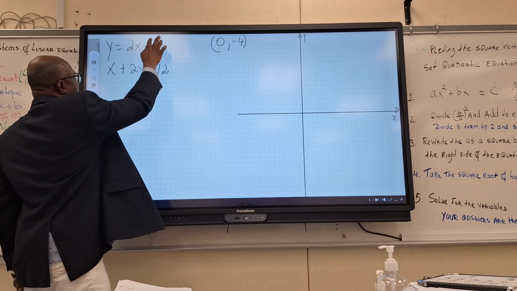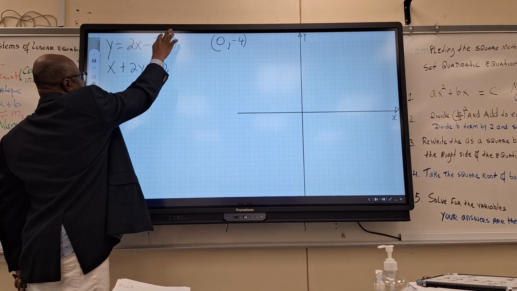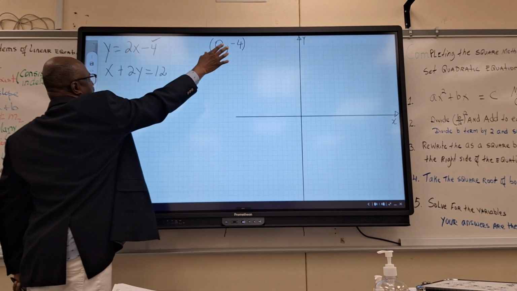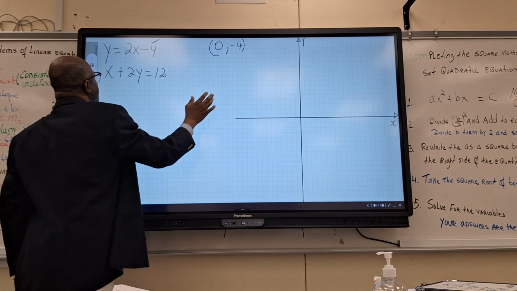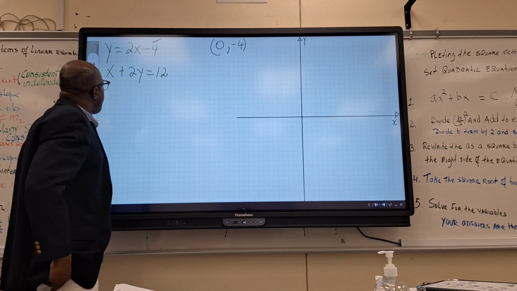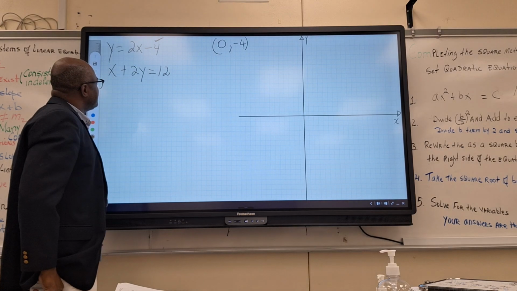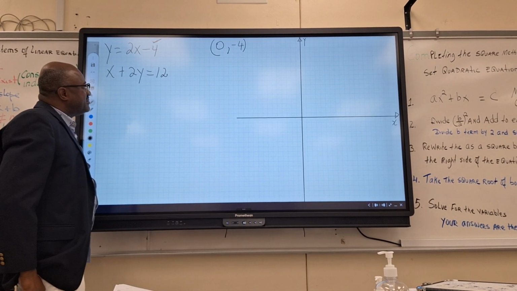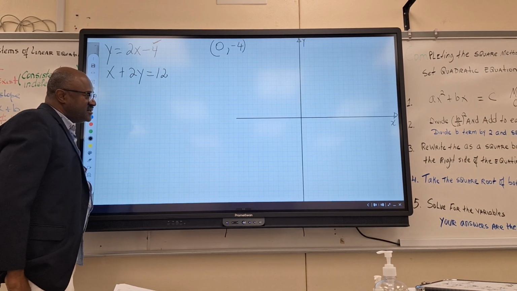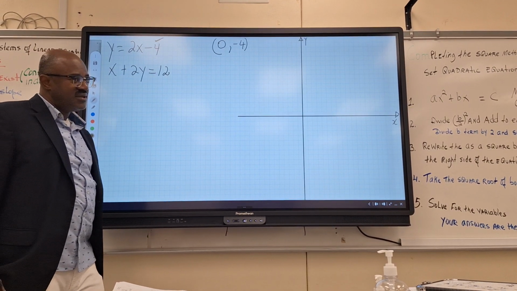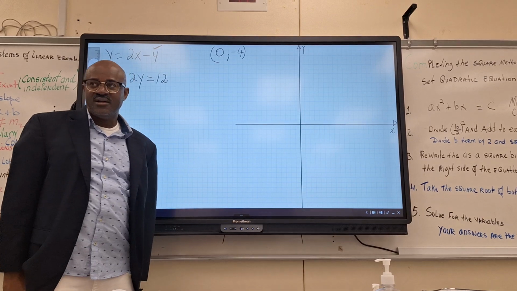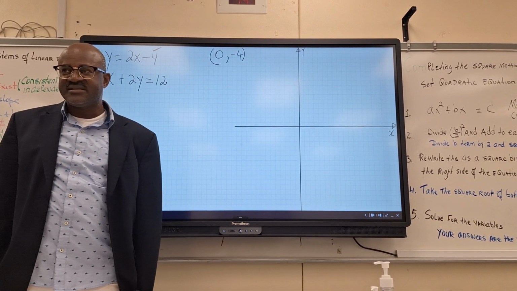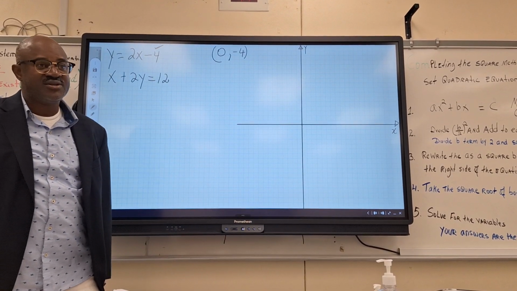I have my y-intercept at -4. 0, -4, that's where it's going to touch the y-axis. Now I need to find the x-intercept. How will I find the x-intercept? What should I do to find the x-intercept? How do you find the x-intercept in the equation? Make y 0.